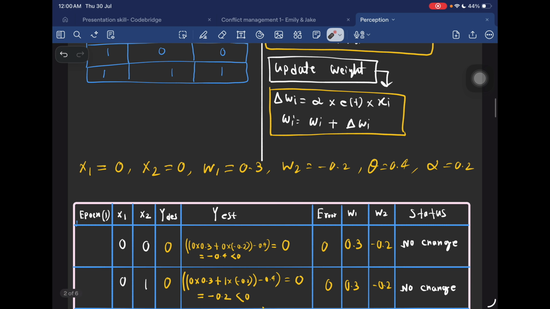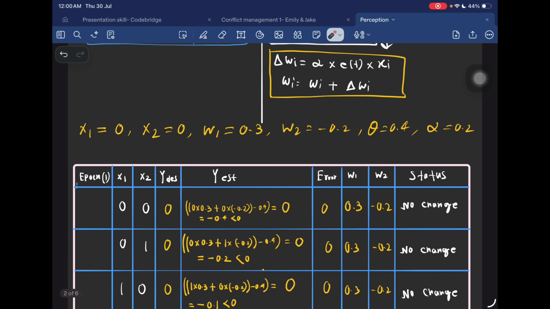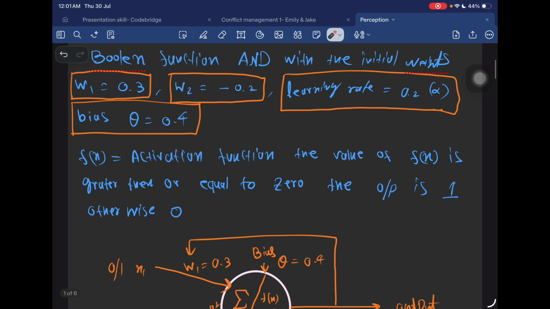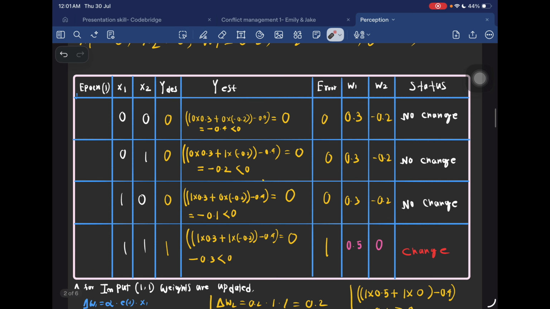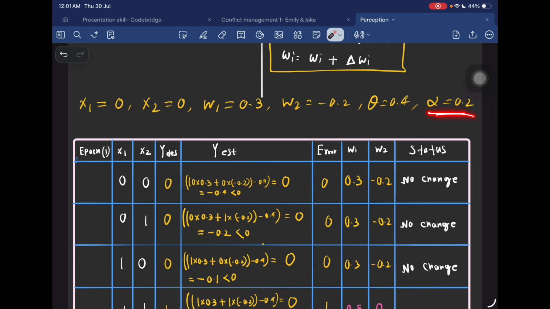Then this is our first feature x1 and x2. This is our second feature, and this is the weight of the first feature, the second weight, and this is theta, meaning the bias. And this is our learning rate, 0.2.